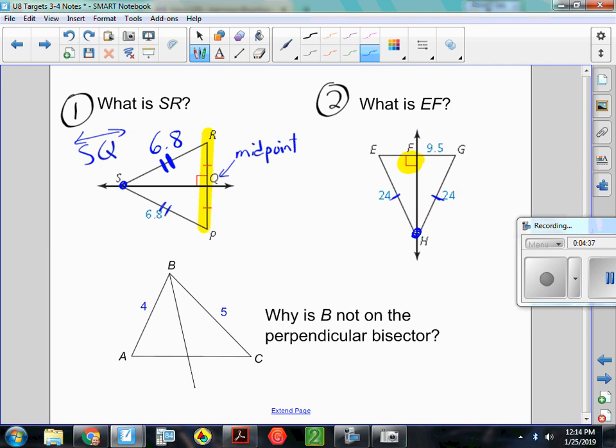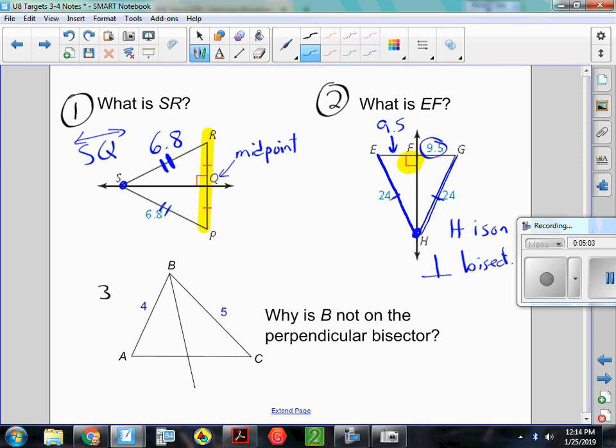In other words, what they're showing me is that H is the same distance from E as it is from G. Those are congruent lengths. Equal lengths, congruent segments, which means that H is on the perpendicular bisector of the segment EG. And so if this part is 9.5, then this part is also 9.5.